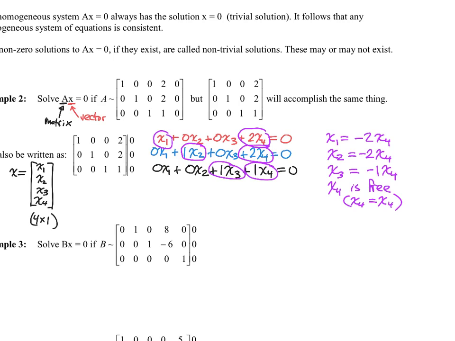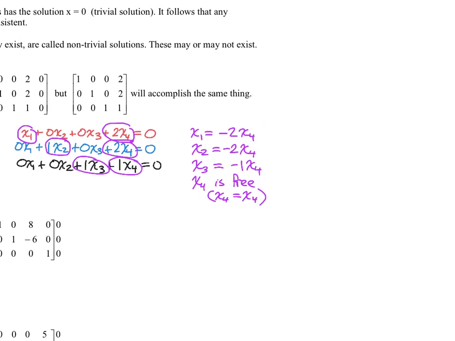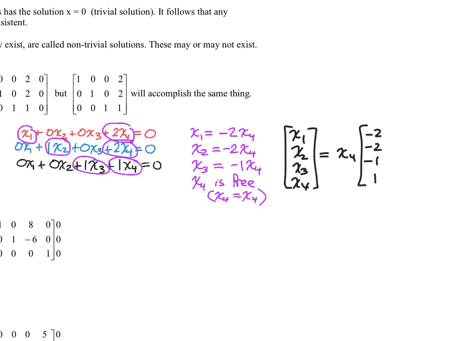When I write up this solution, I could write it in a couple of ways. One way would be to say that x sub 1, 2, 3, 4 in vector form would be equal to x4 multiplied by negative 2, negative 2, negative 1, and 1.